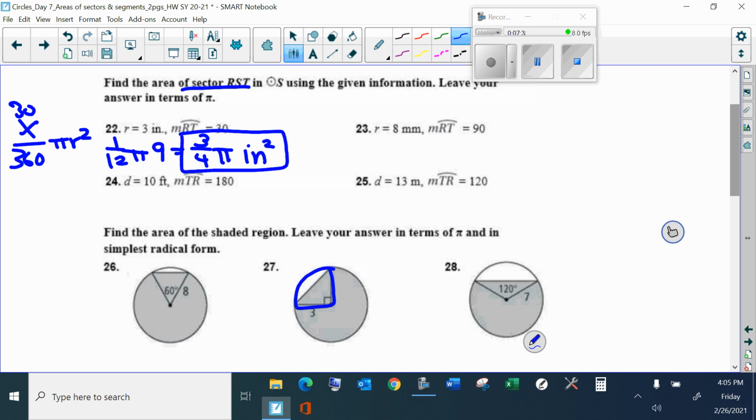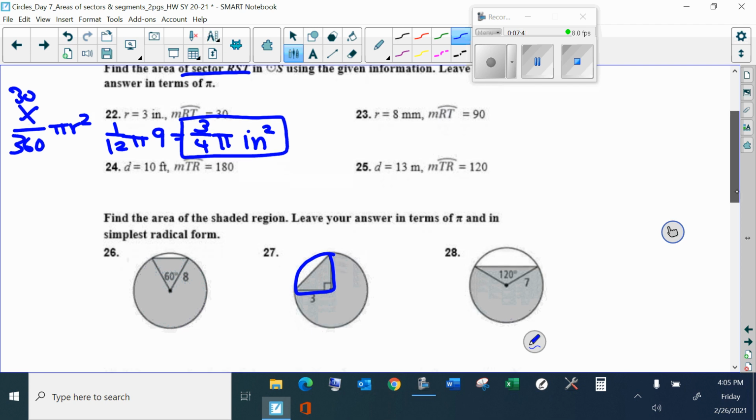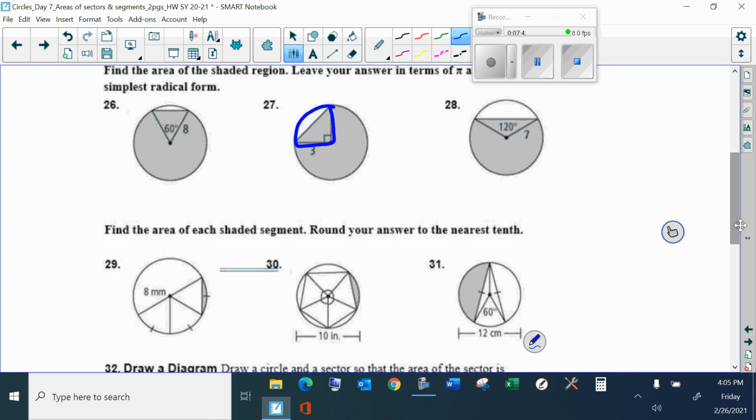Square inches, since I'm doing area. Okay, so I just do that same thing for those ones there. And then 26, 27, 28, get back to practicing the whole thing. Notice here, if that's 120 degrees right there, then the rest is 240. You'd have 240 over 360. Find that whole entire area itself.